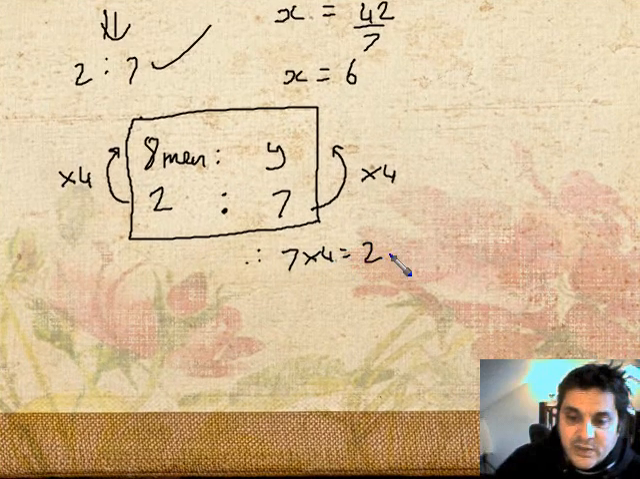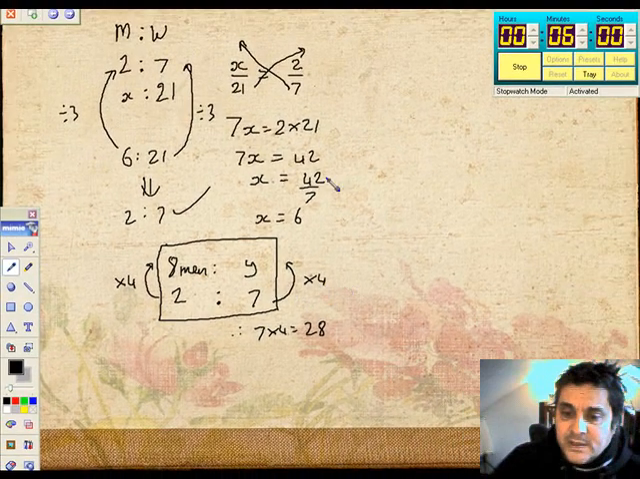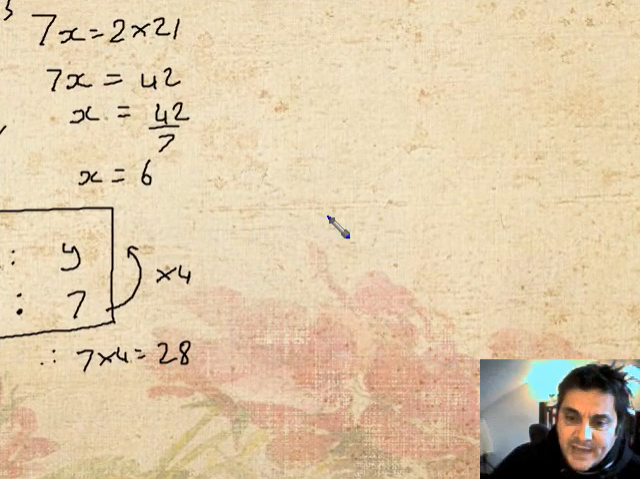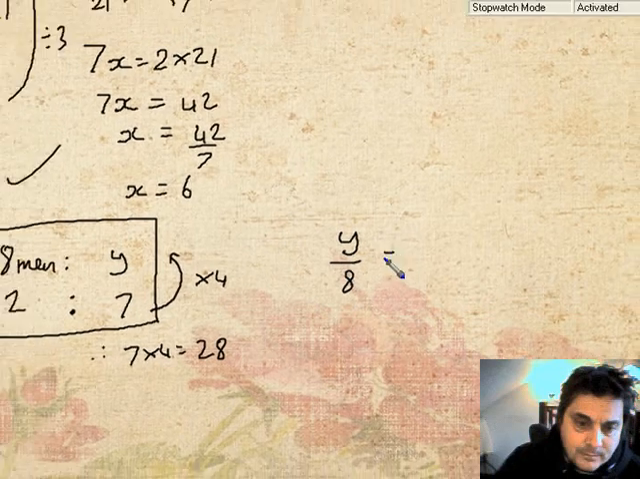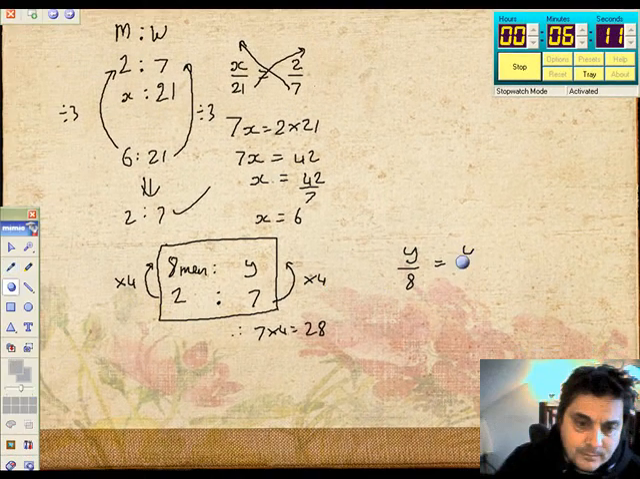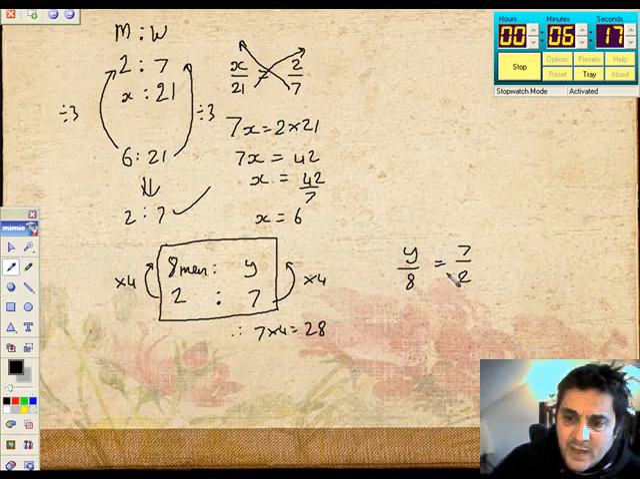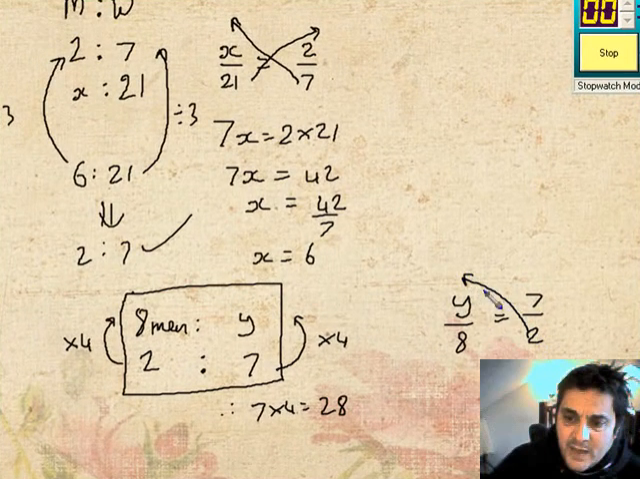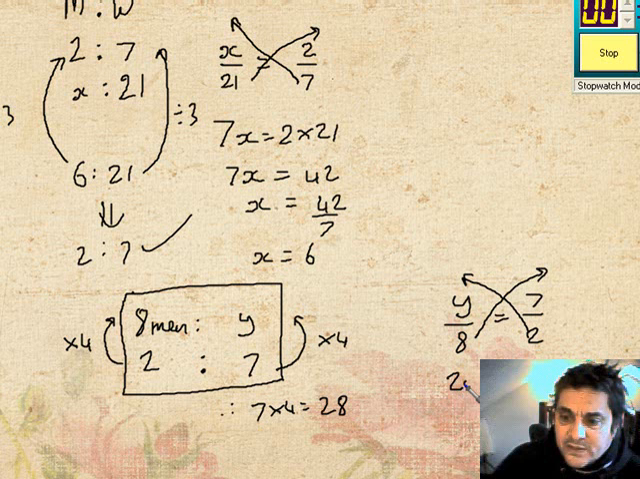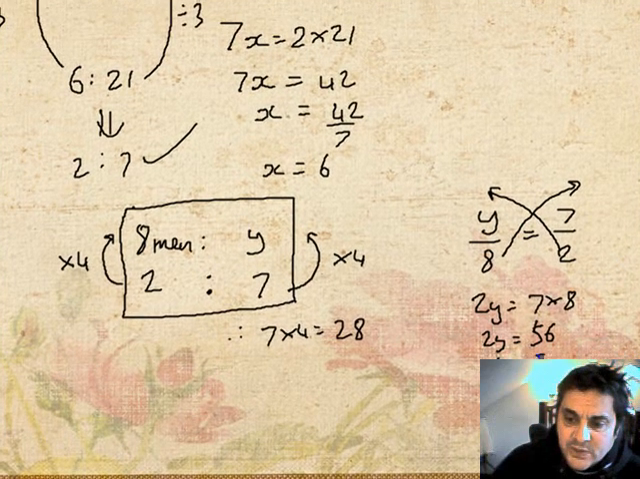All right. Another way you could have done it is using this cross product method. So here I go. I can say Y divided by 8 makes 7 divided by 2. Again, cross multiply. So I've got 2y makes 7 lots of 8. So 2y is 56. So a single y will be 56 divided by 2, and that would give me 28 women again in the expanded group.